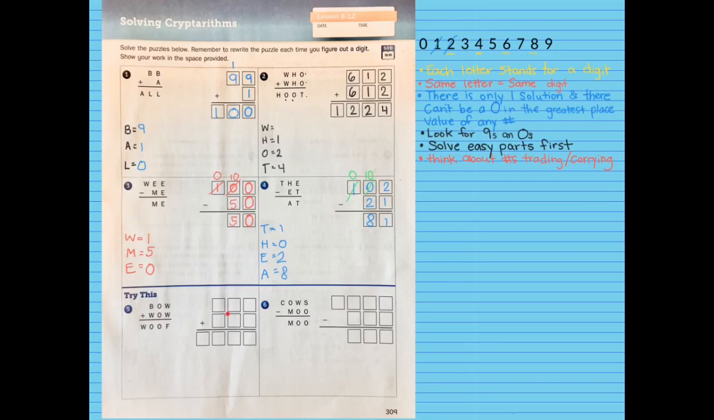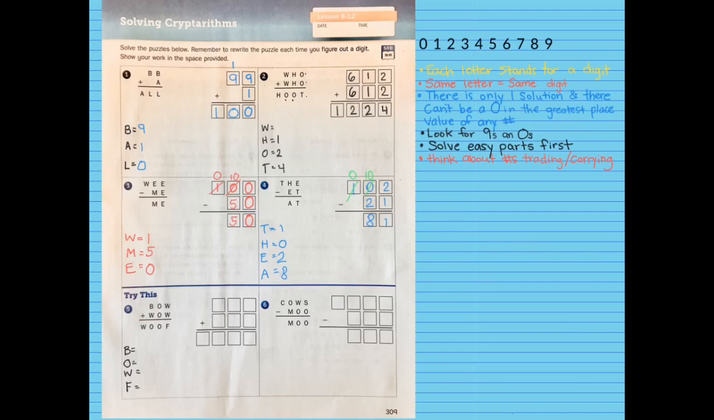Let's take it up a notch and solve number 5 together. So I'm going to grab my eraser, erase my little number line up here so I can use it for the next problem. All right, so the next problem says bow plus wow equals woof. Let's look at our variables and list them below. So we've got a B, an O, a W, and an F. Those are the variables we are going to work with here.